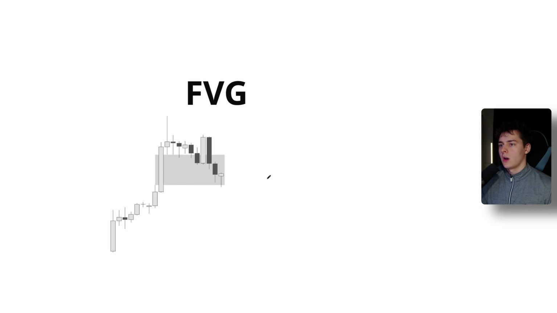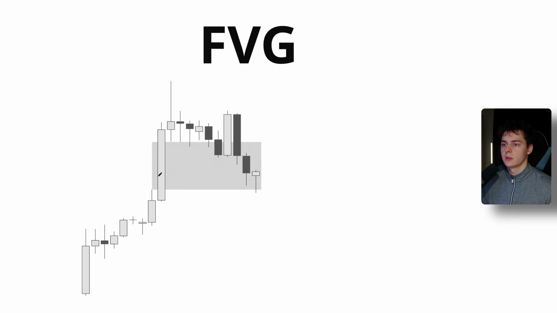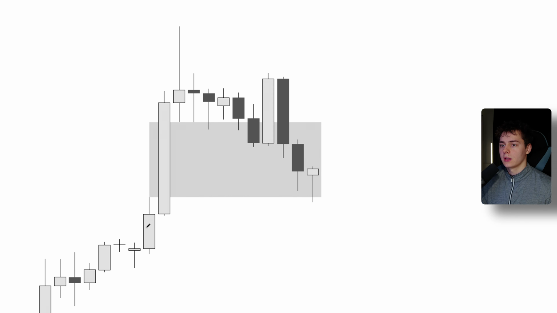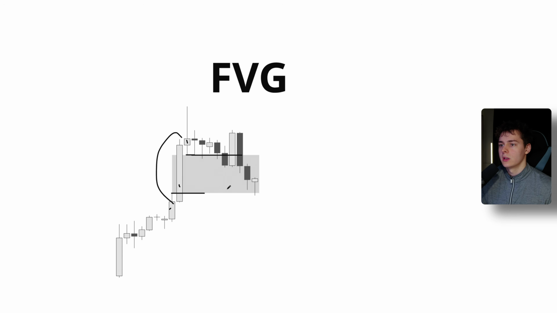So FVGs are probably one of the most classic things in order to identify liquidity. But unfortunately, a lot of you guys are just trading them wrong, and that's exactly why you're not seeing any trading success. Now quickly, for the ones that don't know, an FVG is when you have candle number 1, number 2, and number 3, and you have a gap right between candle number 1 and also number 3. That creates a gap, and there's liquidity residing in there.